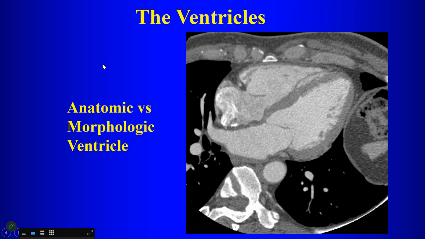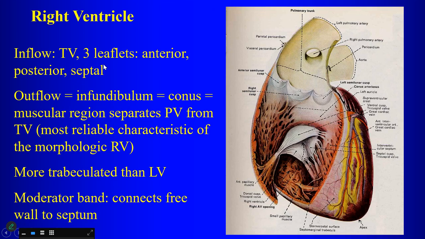You have to be able to differentiate the morphology of the ventricle so that you'll be able to tell if it's on the correct side or not. So the right ventricle itself, the inflow valve is a tricuspid valve. It has 3 leaflets. The most important difference is the outflow tract, the infundibulum, which separates the inflow valve from the outflow valve. That's the most reliable characteristic of the morphologic right ventricle. It tends to be more trabeculated than the left ventricle.